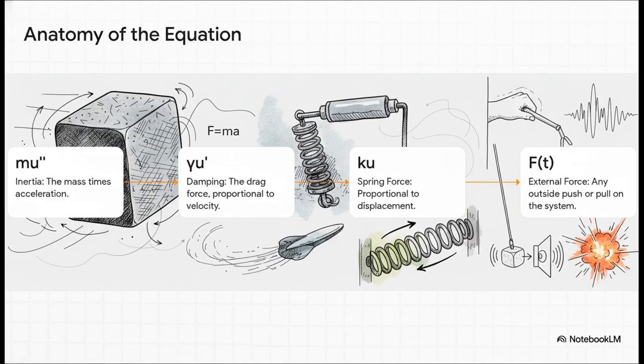The next term, gamma u prime, that represents any damping forces, kind of like air resistance or friction, that work against the motion. Then you've got Ku, which is the spring's own restoring force, the part that's always trying to pull the mass back home to its resting position. And last but not least, F of t is any outside force that we might be applying to the system.